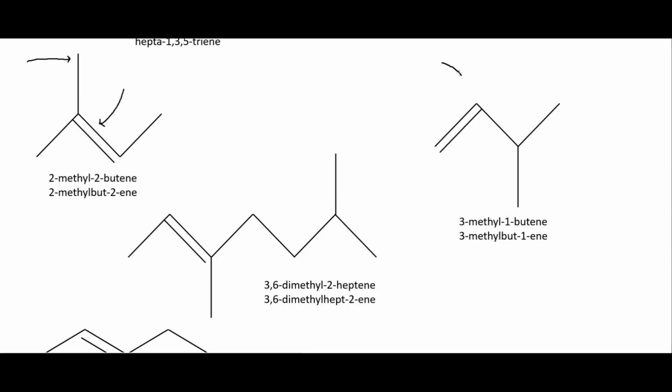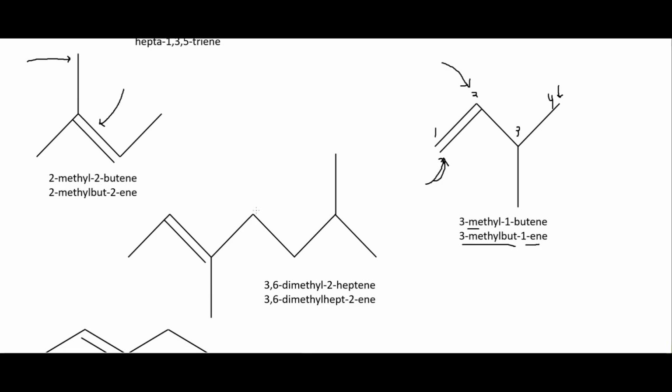But if we go over here to this one, we see that we're saying 3-methyl. So we're not counting from that side. We're actually counting starting from this. So that double bond actually takes priority over a methyl group here. So this is 3-methylbut-1-ene. So we start from this as the 1 carbon, then 2 here, then 3 there, then 4 right there.